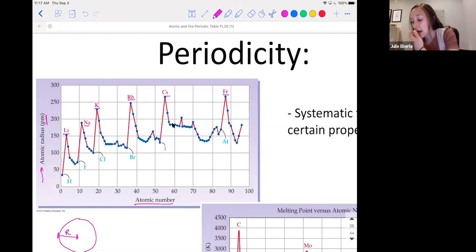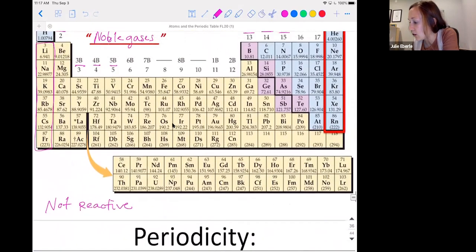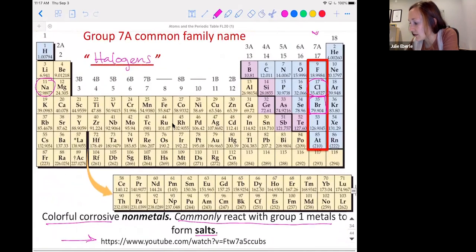And if you look at the bottom of each spike, what do we have? We have hydrogen, then we have fluorine, chlorine, bromine, and iodine. All right, and what are fluorine, chlorine, bromine, and iodine? These are all our halogens right here. Group 7, main group 7.